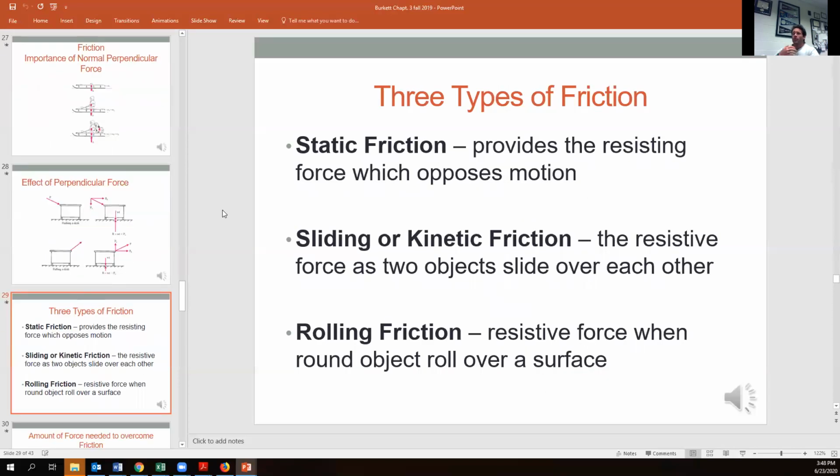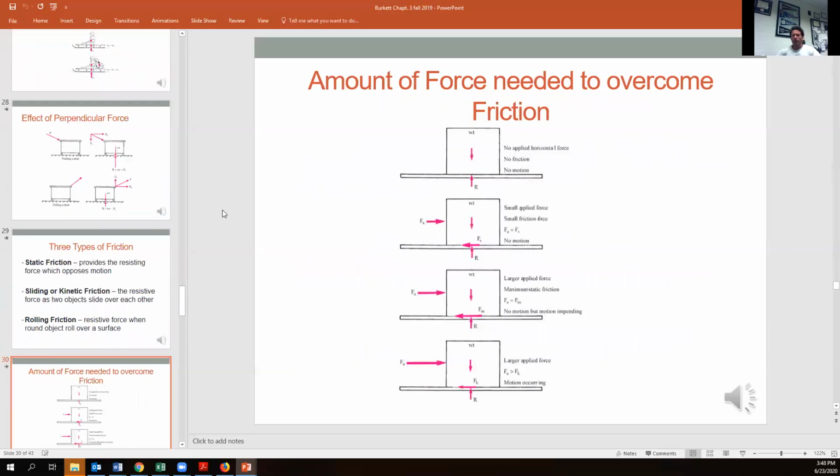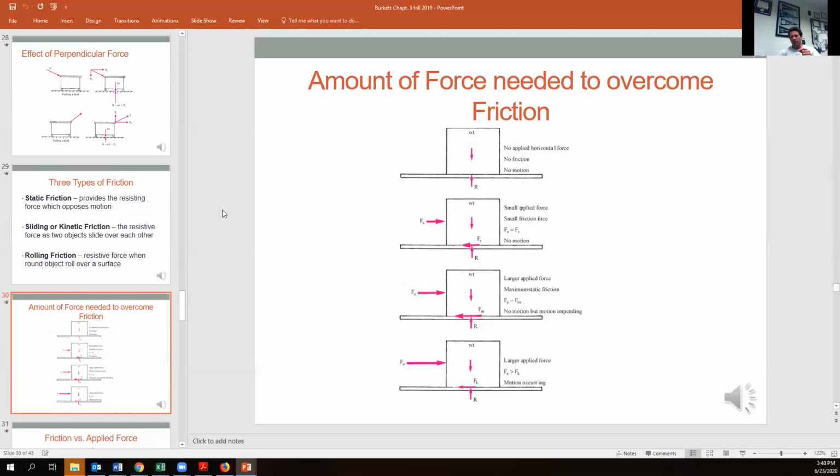Now, with that being said, we've got three different types of friction. We've got static friction, which is going to be objects at rest. We have sliding or kinetic friction, so once things are moving across one another, and then finally rolling friction. And we're going to find that our static friction is typically going to be the highest value. So you have to keep pushing and pushing and pushing until you can finally overcome and get the object moving.